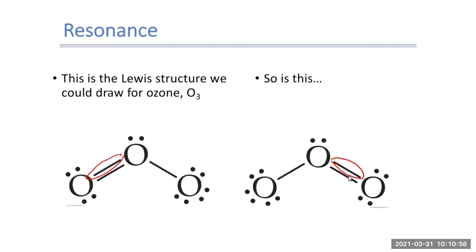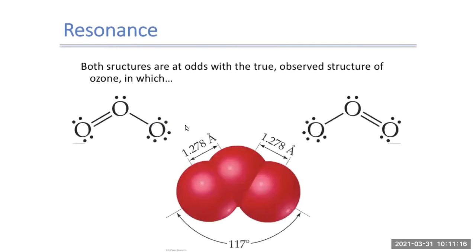So resonance is just a different way we can draw the different Lewis structures. All the atoms are still in the same configurations, just the electrons have moved around. And when we look at that ozone and we actually examine the bond length, we find that the bonds between our oxygens here and here, and here and here, are the same length. So whether the double bond's on one side or the other, the length is the same.